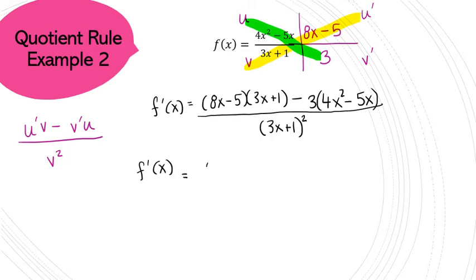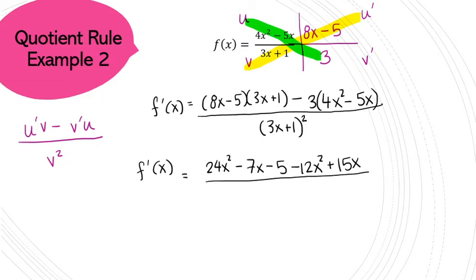8 times 3 is 24. Outside is going to be plus 8 minus 15, gives me negative 7x. Last, minus 5. Moving to the second distribution, negative 12x squared plus 15x. And all of this will still be over v squared, which I'm just going to leave as is.